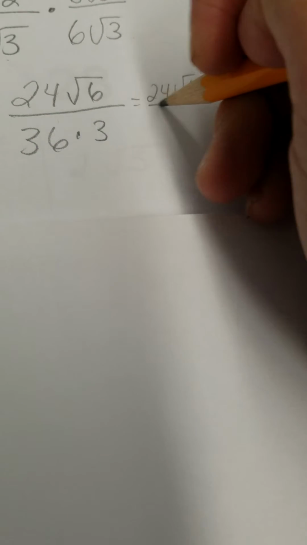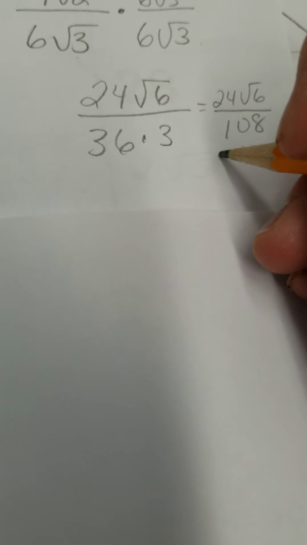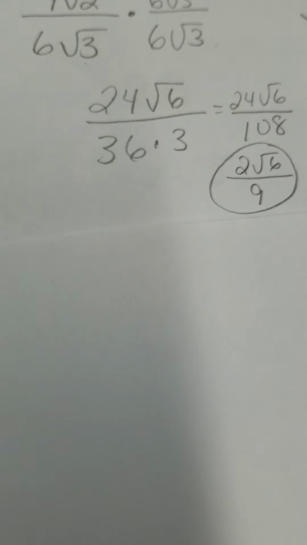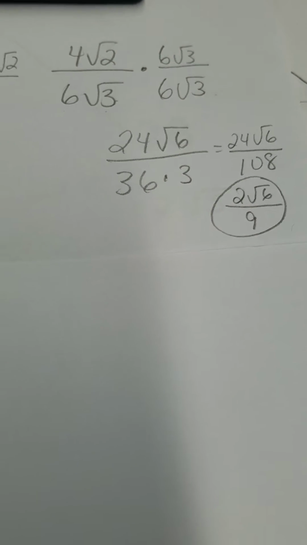So I wind up with 24 radical 6 over 108. Now I want to reduce that, and I believe the biggest number that goes into 24 and 108 is going to be 12. So 2 radical 6 over 9. And I can't do anything further to that, so I know I'm done. Okay, so that's if there's a coefficient in front of the radical. I just always bring it all the way through.